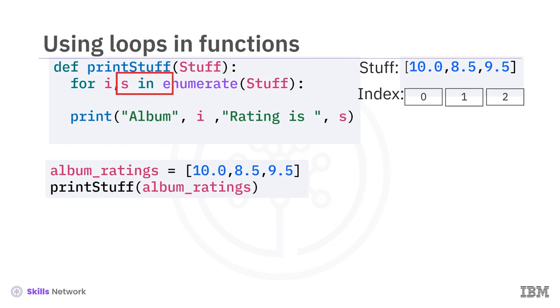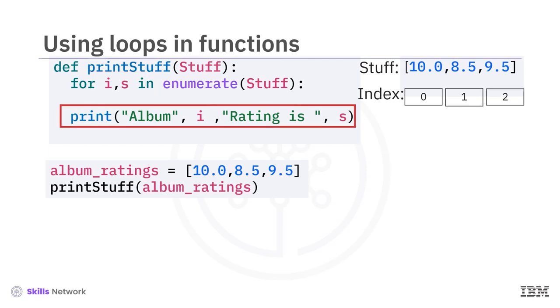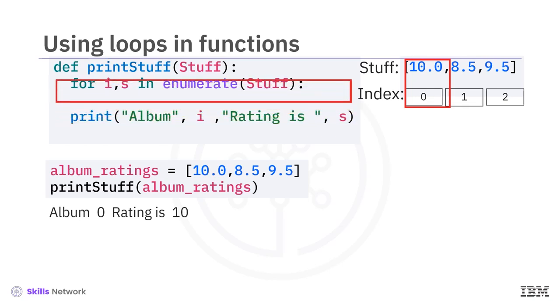This operation will pass the index to I and the value in the list to S. The function would begin to iterate through the loop. The function will print the first index and the first value in the list. We continue iterating through the loop.